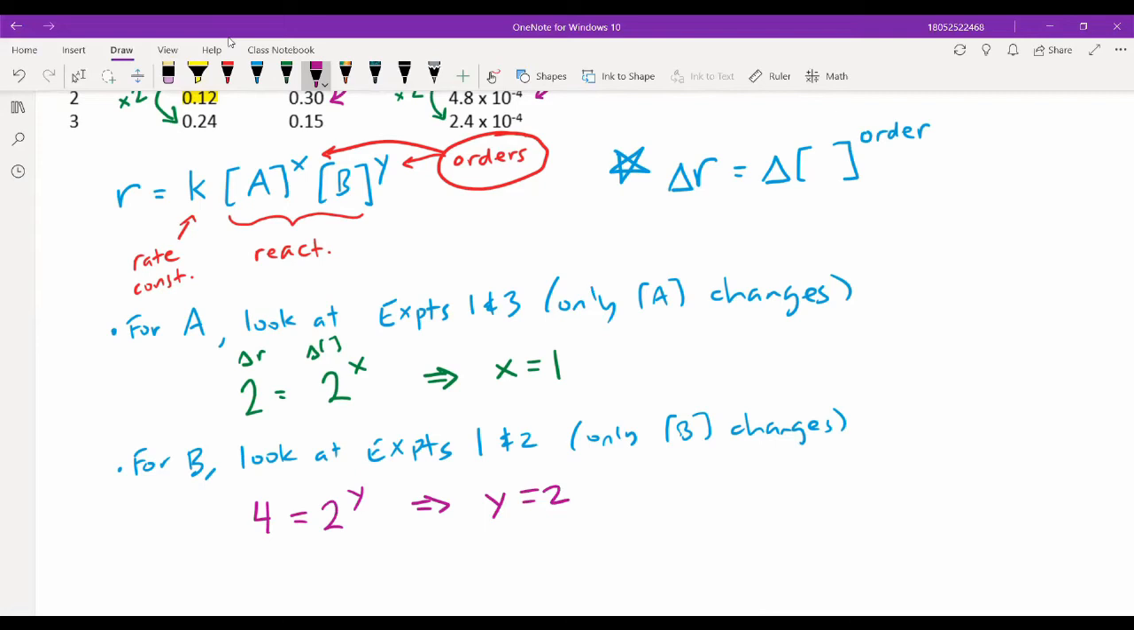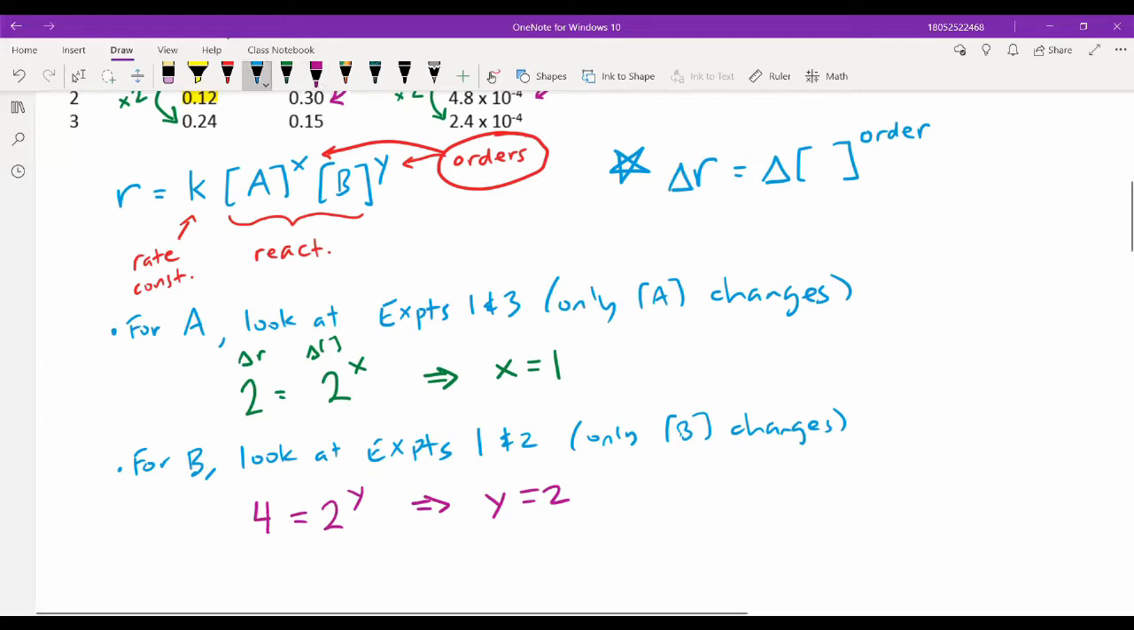2 squared equals 4. Normally these are small integers like 1 or 2. You can also get half numbers like 1.5 order or something like that. That's fine. But generally these are the most common types you'll get, like first and second order. Another way to refer to these, by the way, is that y equals 2 is just saying second order.